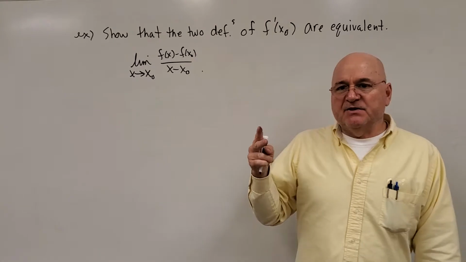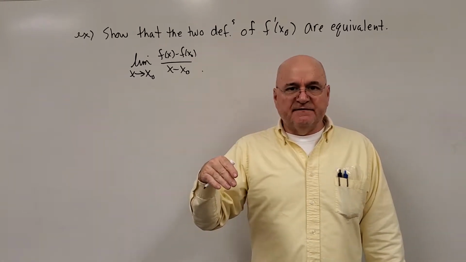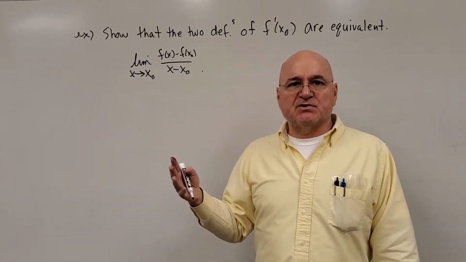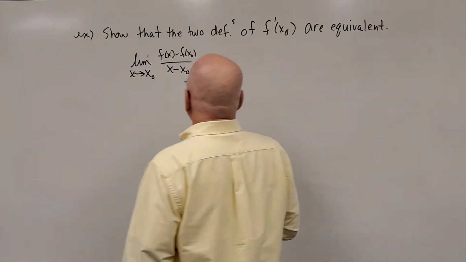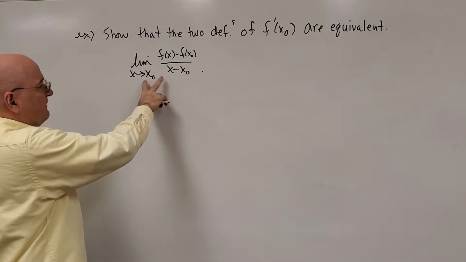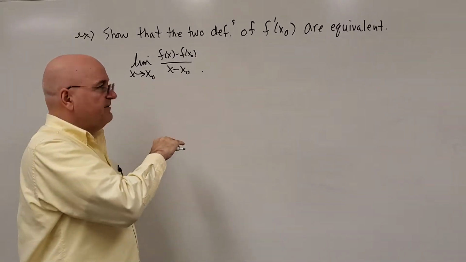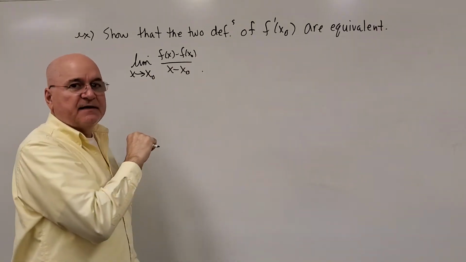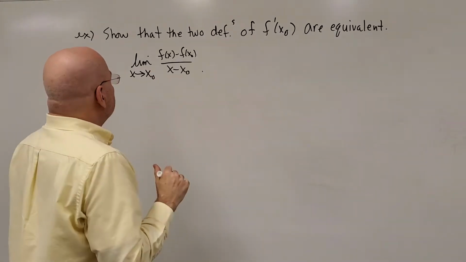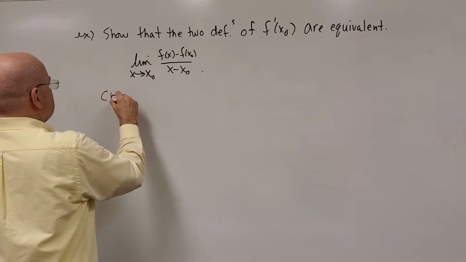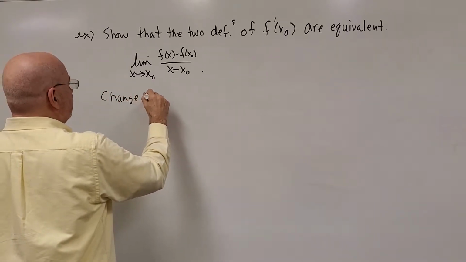Well, we have two definitions, a definition and an alternative definition of the derivative. Let's demonstrate how they are equivalent to each other. So here is the first definition, and of course, the derivative at x naught is equal to this if and only if the limit exists. So let's use a small change of variables.